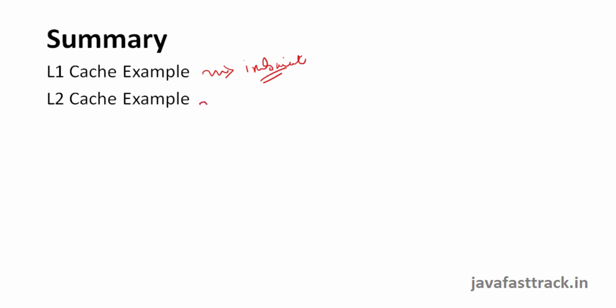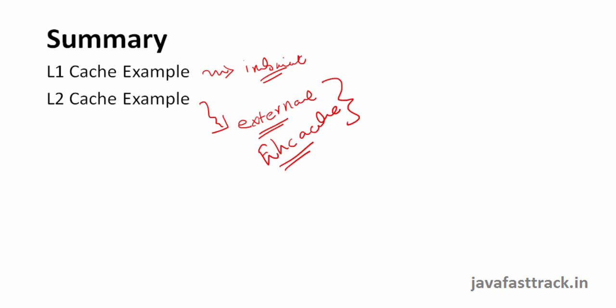L2 cache is not inbuilt, it is external. Why do we need L2 cache? That is to cache across multiple sessions. For that you must use third-party libraries. I am using EHCache. Most people use EHCache for second level caching. So this kind of caching is across multiple sessions. This kind of caching is within the same session only.